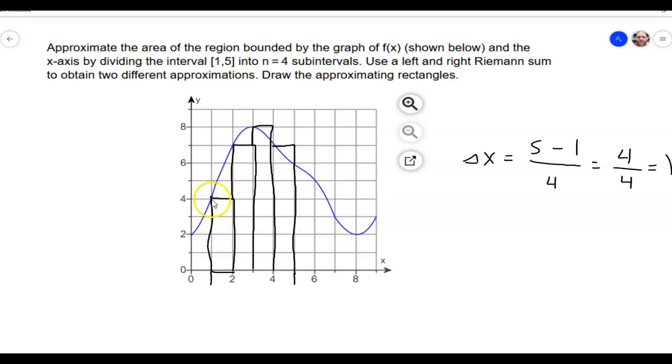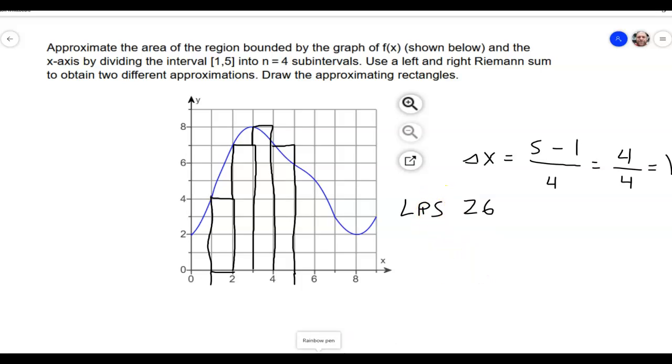But now to find the area using the left Riemann sum, we just count up the number of squares. So 1, 2, 3, 4, 5, 6, 7, 8, 9, 10, 11, 12, 13, 14, 15, 16, 17, 18, 19, 20, 21, 22, 23, 24, 25, 26. So that's going to be an area of 26 using the left Riemann sum.